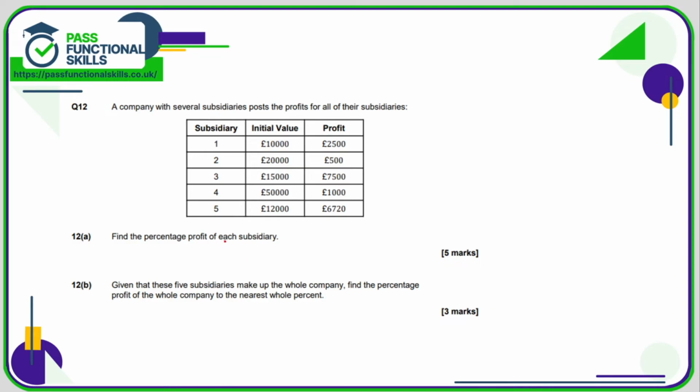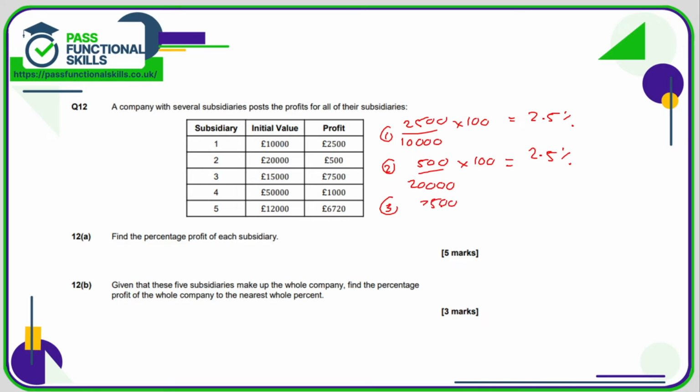So for question 12, we need to find the percentage profit of each subsidiary. So again, it's the profit as a percentage of the investment or the initial value. So 2,500 divided by 10,000 multiplied by 100, and that works out as a 2.5% profit for subsidiary 1. Subsidiary 2 is going to be 500 as a percentage of 20,000, so 500 divided by 20,000 multiplied by 100, also a 2.5% profit. For subsidiary 3, 7,500 divided by 15,000 multiplied by 100, that is a 50% profit.